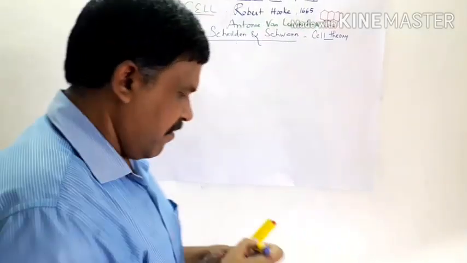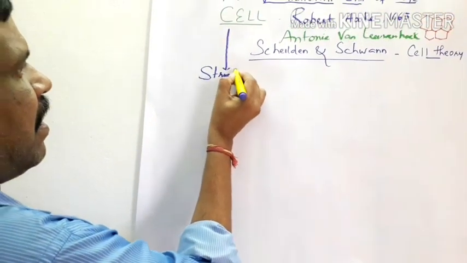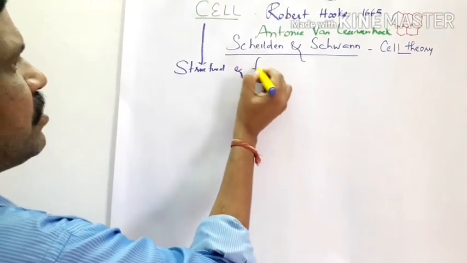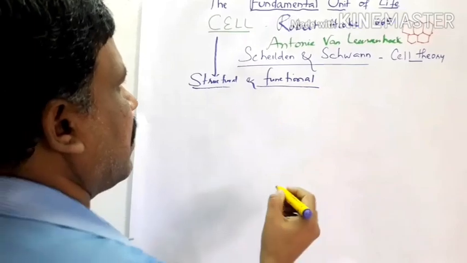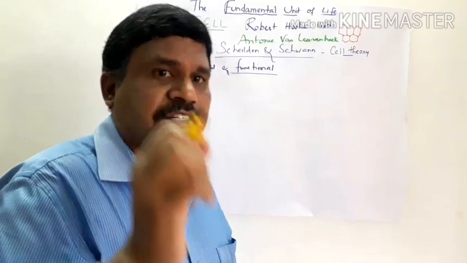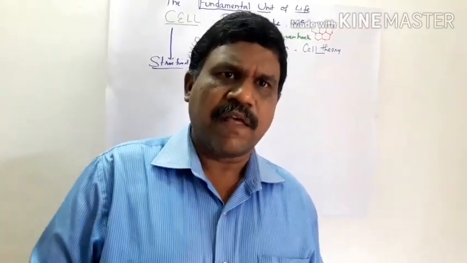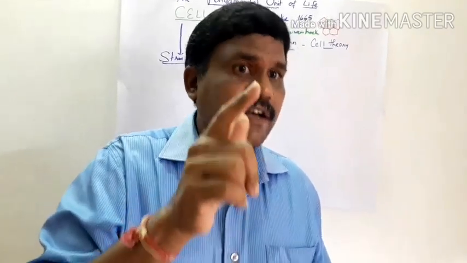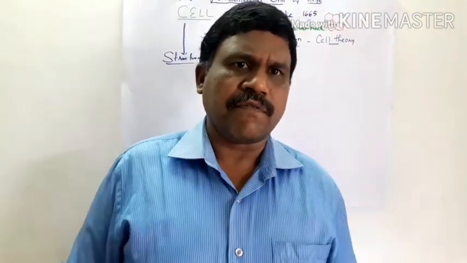What is the meaning of saying that this is the structural and functional unit? That means the cell is well designed to perform a particular function. Are you able to understand? All the cells are not similar. The cells are so well designed, in our living body or in plants, to perform a particular function. I think it is very clear for all of you, my dear children.